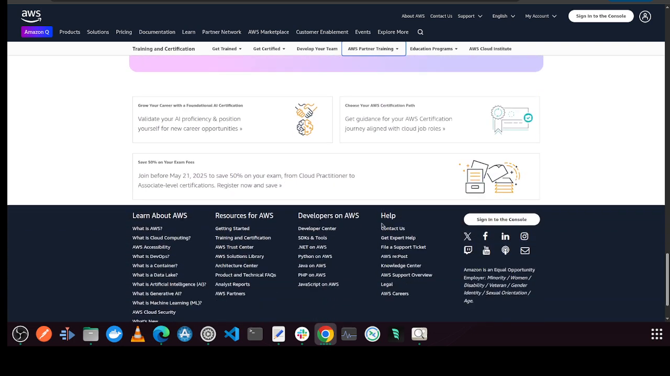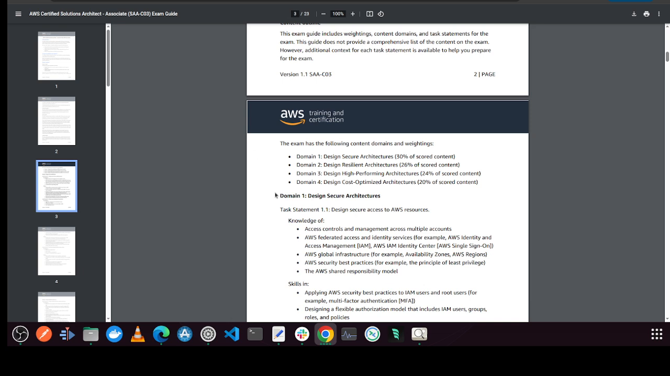And so basically there is a guide here, and the domains that they look at: designing secure architectures, resilient architectures, high-performing architectures, and cost. So basically, if you're a solutions architect, you're a person who is supposed to be able to come up with custom solutions for different scenarios, and that's how the exam questions look like.